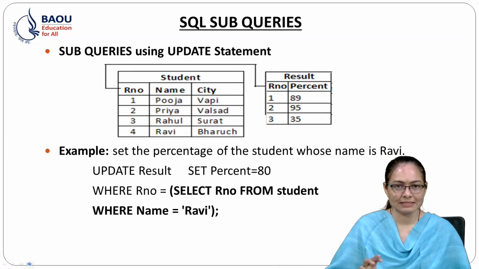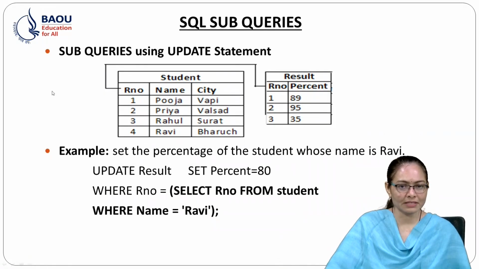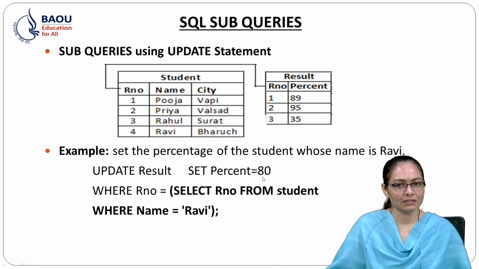How can we write the update command? Update result set percentage is equal to 80. It is up to you what percentage you want to give Ravi. So: update result set percentage is equal to 80 where roll number is equal to select roll number from student where name is equal to Ravi. The inner query is executed first and after that the outer query is executed. Here, select the roll number whose name is Ravi. After that this roll number is matched with this roll number and then the percentage of Ravi is set.